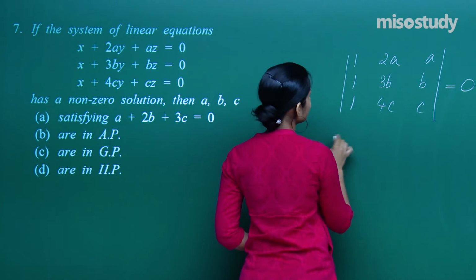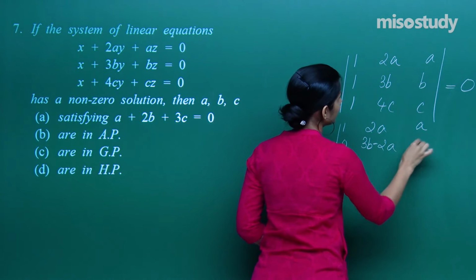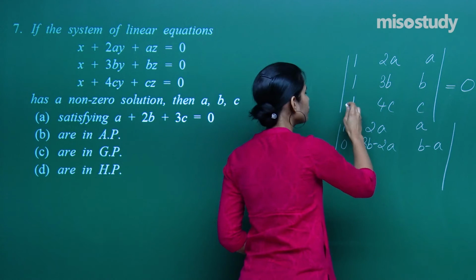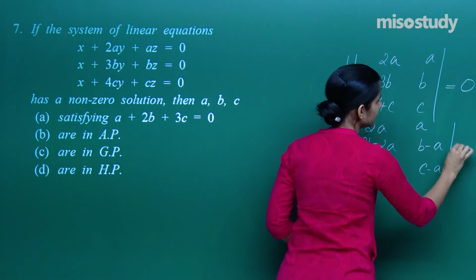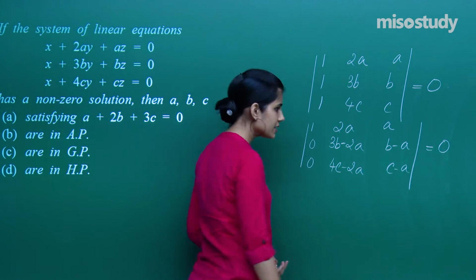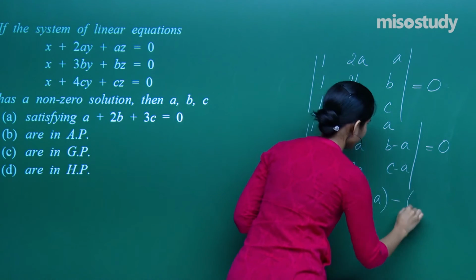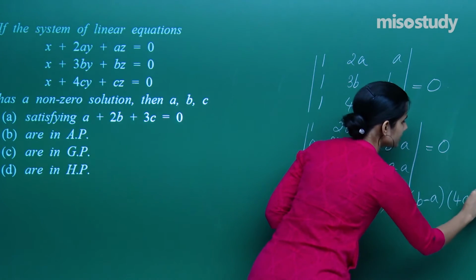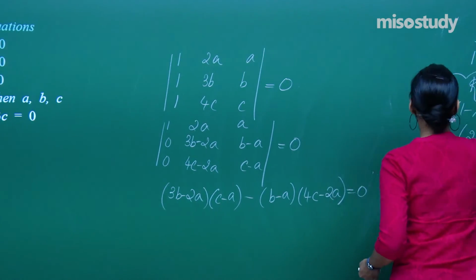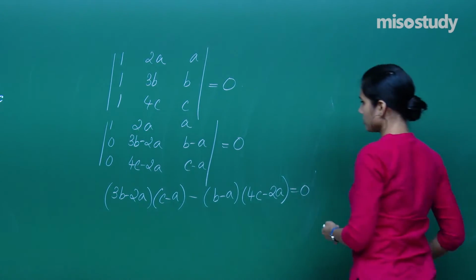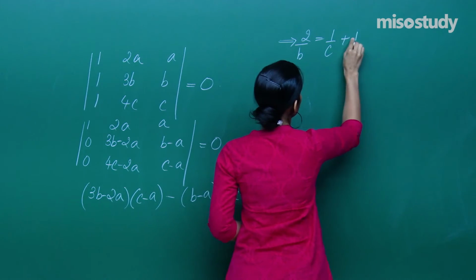Row 2 goes to row 2 minus row 1, that gives me 0, 3b minus 2a, B minus A. Then row 3 goes to row 3 minus row 1, 4c minus 2a, C minus A. This is 0. Expanding along the first column, you get (3b minus 2a) into (C minus A) minus (B minus A) into (4c minus 2a) is 0. And when you open this up, you actually get 2 by B equals 1 by C plus 1 by A.